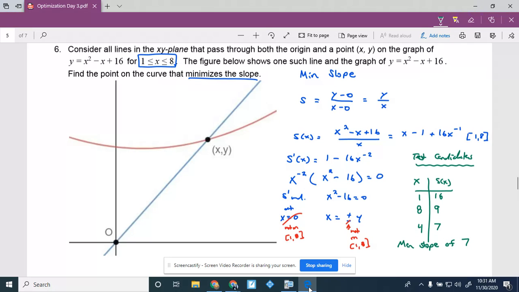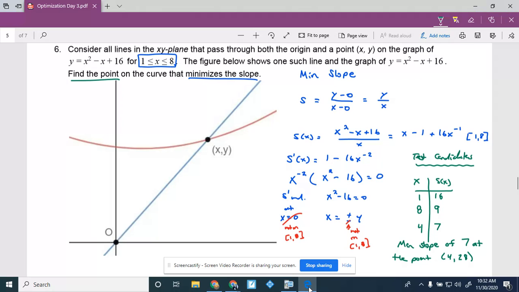Now, it said find the point. So we'll say at the point, what did we get here? Well, we got x is 4. We'd have to figure out what the y value is at that point, so I'd have to plug 4 in here. 4 squared is 16, minus 4 is 12, plus 16, that's going to be 28. So at the point (4, 28). Pretty good, pretty neat problem.